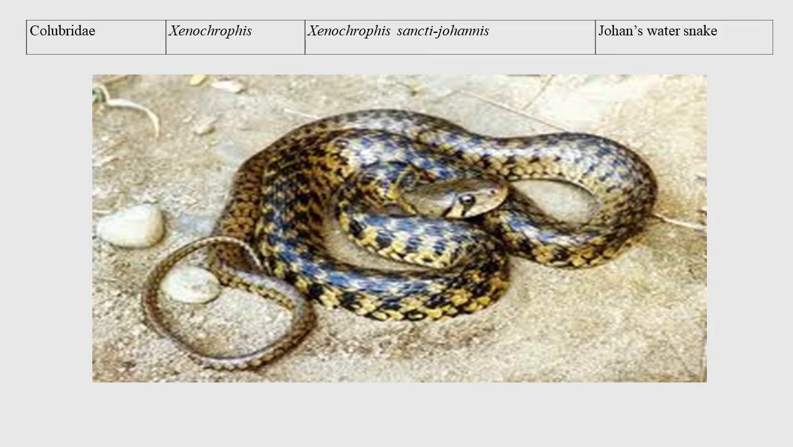Reptile orders found in Cholistan desert: two main orders containing the different species found in Cholistan, Sauria, lizards, and snakes.